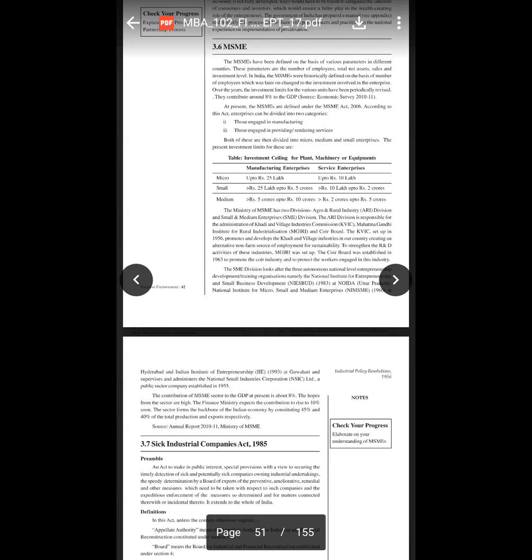Okay, now see, in the year 2006 this MSME Act was formed. Over here they have divided enterprises into two categories: one is those engaged in manufacturing, and the second is those engaged in providing or rendering services. Now in the manufacturing enterprise, the capital ratio will be up to 25 lakhs, and in the service enterprise the capital ratio will be up to 10 lakhs. In small scale, 25 lakhs up to 5 crores, and in the service sector 10 lakhs to 2 crores. In medium scale, 5 crores to 10 crores, and in service enterprises 2 crores to 5 crores. So these are all important factors.